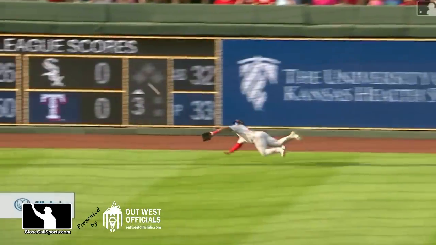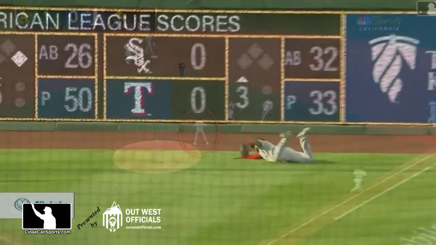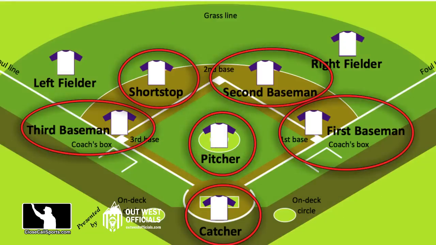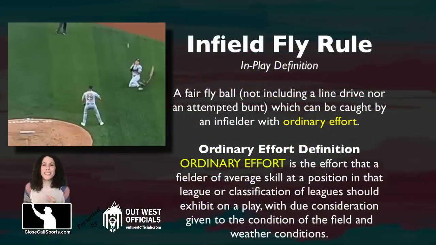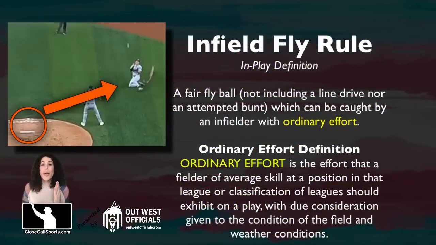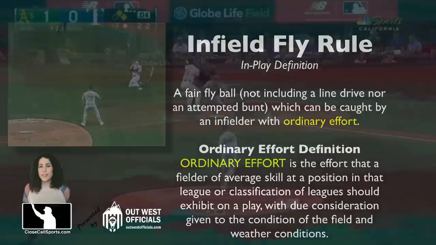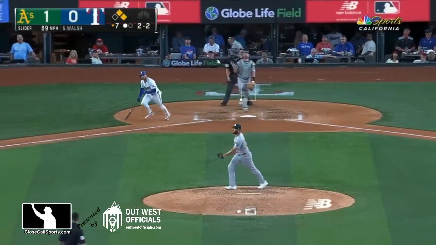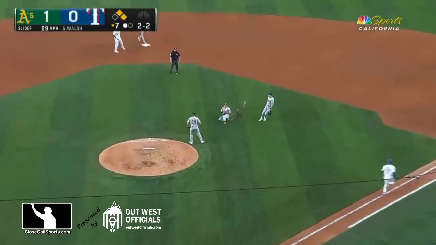So let's turn it back to this play. We have the pitcher, and the pitcher is an eligible infielder. But remember, we have to do average skill at the position. Would we expect a pitcher of average skill at the position to range backwards off the mound to try to catch a ball like this using ordinary effort? Do we think that's ordinary or not? I'm not going to fault the pitcher on this one.